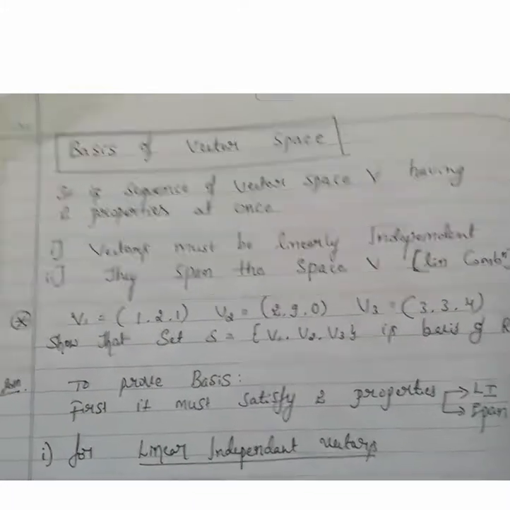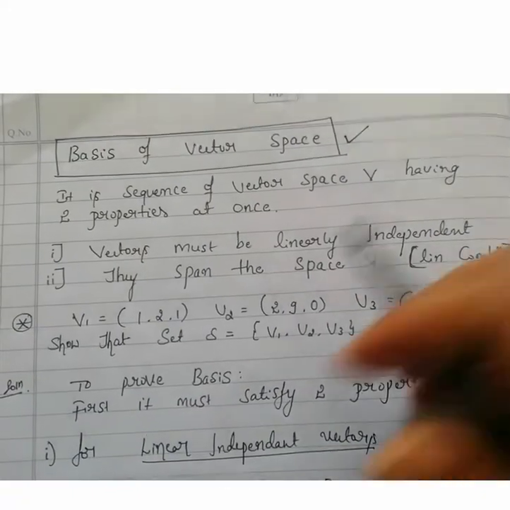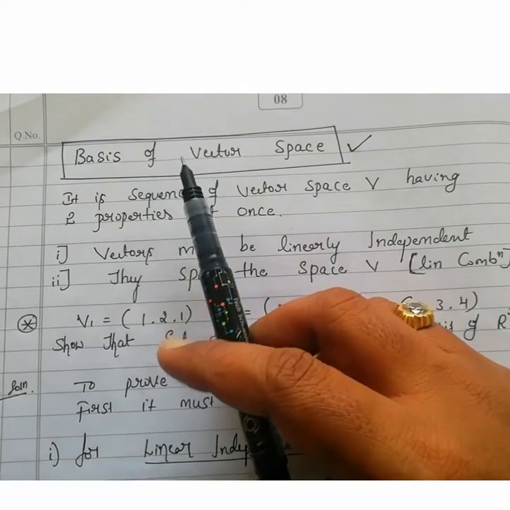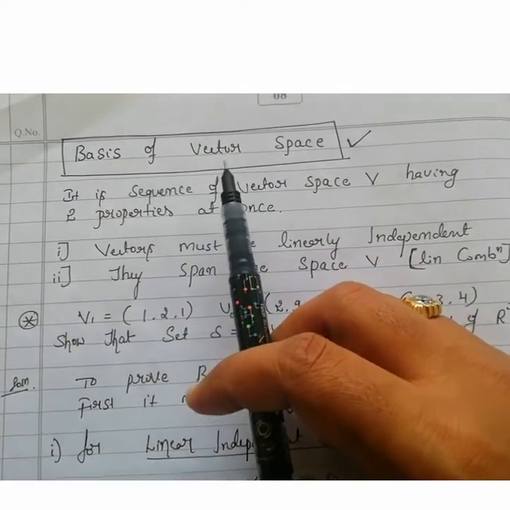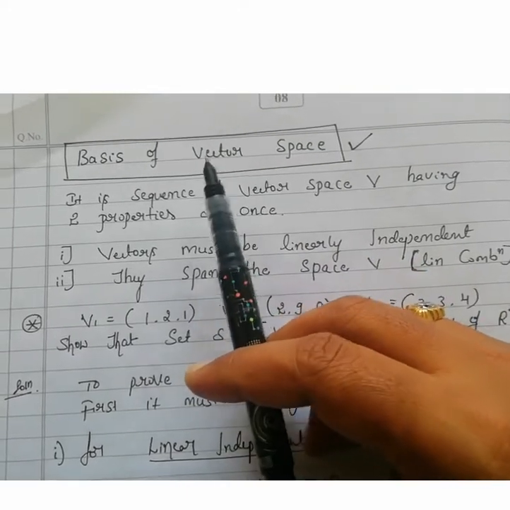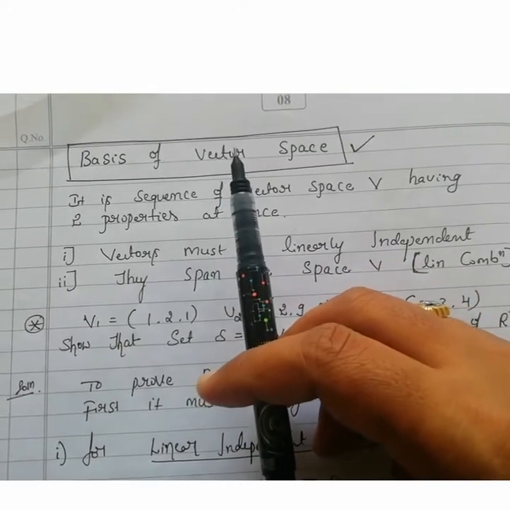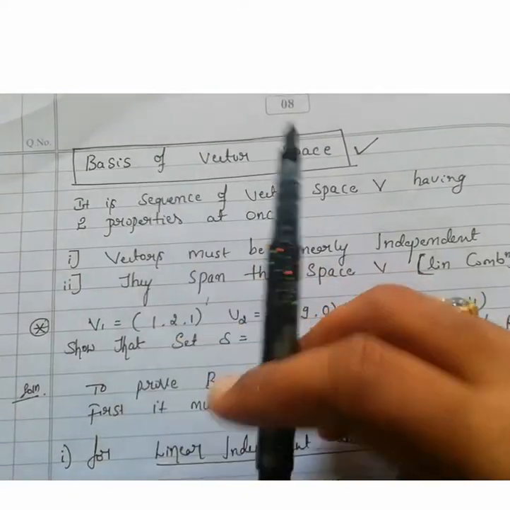Hi students, today we will discuss the topic that is the basis of a vector space. So we will see what exactly the basis of a vector space is. After studying the fundamentals of vector space, vector subspace, linearly dependent and linearly independent vectors, and linear combination of vectors, we will see what a basis of a vector space is.